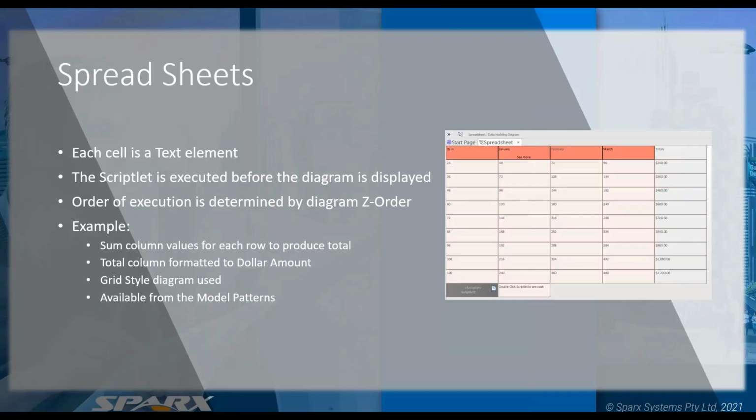Each cell in this grid is just a text element. So if you right click or press the spacebar on your diagram, go to common elements, text is one of those. But it's gone from a non-programmable field to something that you can start manipulating and changing.